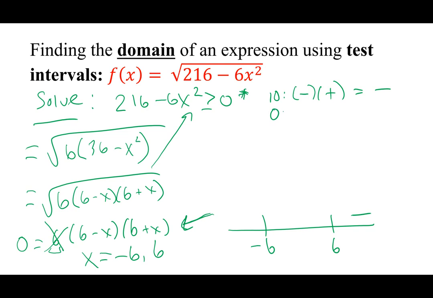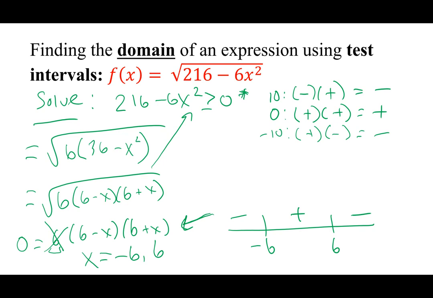Between negative 6 and 6, I'm going to choose 0. So that's going to give me a positive times a positive, which is positive. Something less than negative 6, I'm going to pick negative 10. So 6 minus negative 10, that's actually going to be a positive. 6 plus negative 10, that's actually going to be a negative. So I'm going to get another negative here.